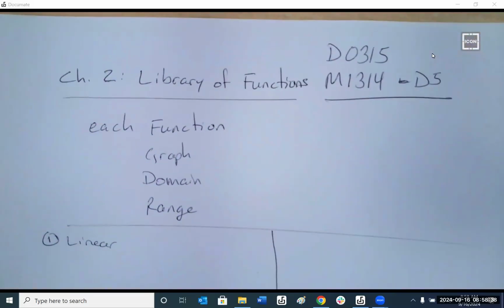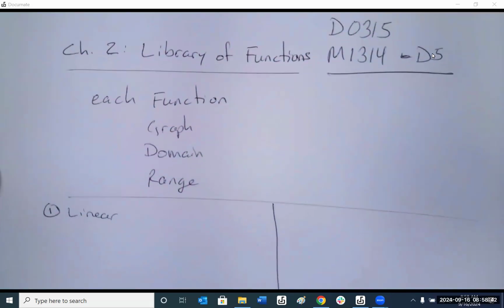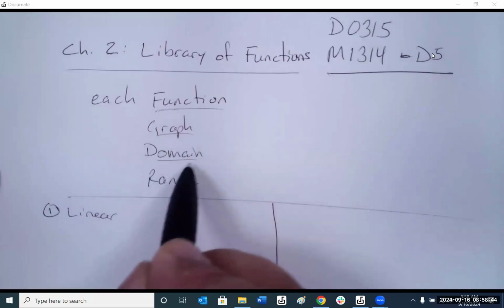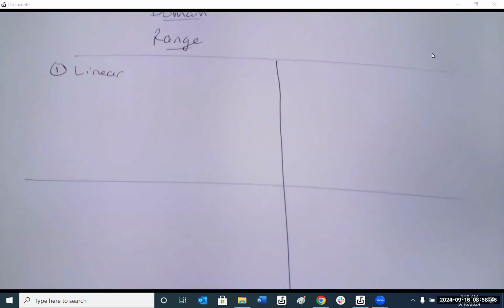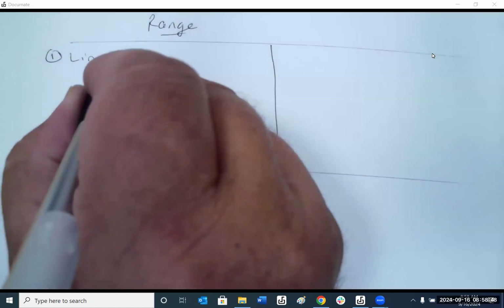We're first going to look at the library of functions, so the 12 basic functions that make up algebra. We're going to talk about the functions, their graphs, domains, and ranges. The first one we're going to talk about is a linear function.